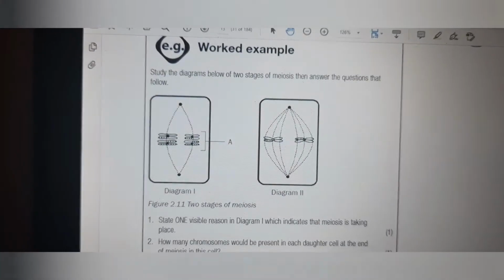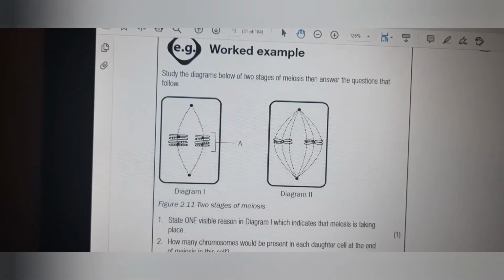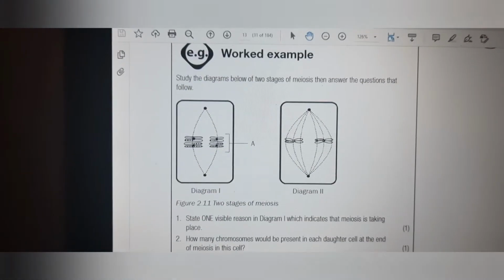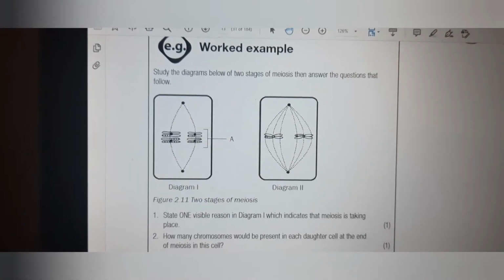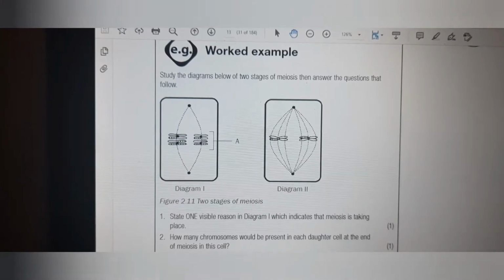So today I'm going to do some examples of meiosis and then move on to the next chapter. Let's see if we can actually get there. So now this is a worked example. Study the diagram below of 2 stages of meiosis, then answer the questions that follow.